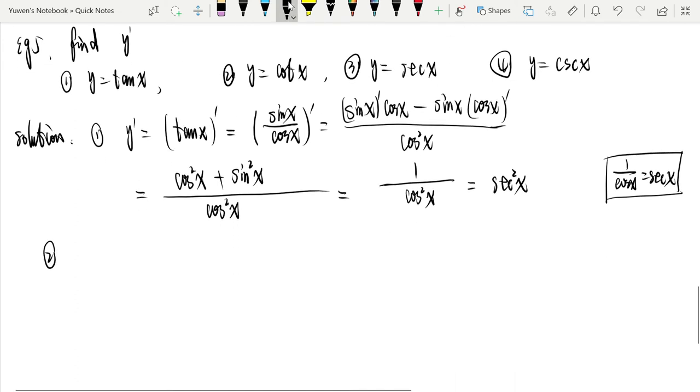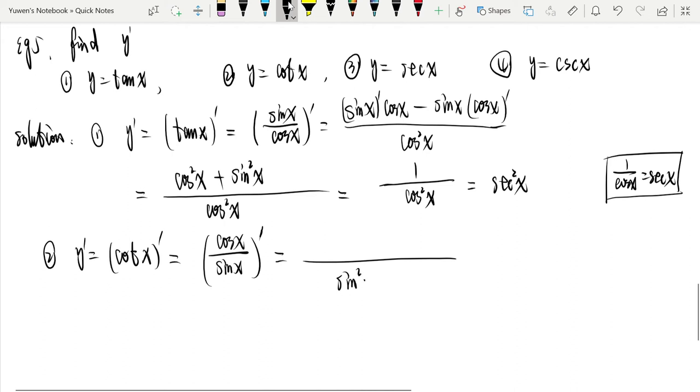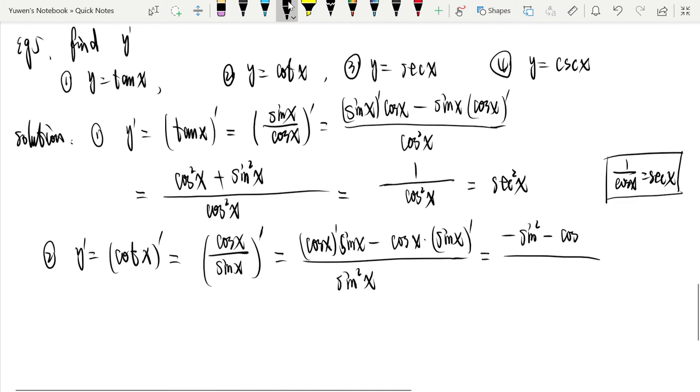The second, the derivative of cotangent x. Use the same trick. That is cosine x over sine x. Take the derivative using the quotient rule. That is sine x squared in the denominator, and the derivative of cosine x times sine x minus cosine x times the derivative of sine x. That is negative sine x squared minus cosine x squared over sine x squared. That is negative 1 over sine x squared, that is negative cosecant x squared.